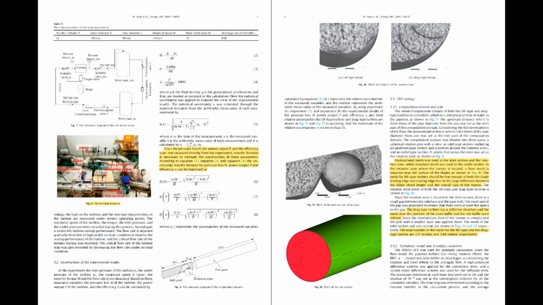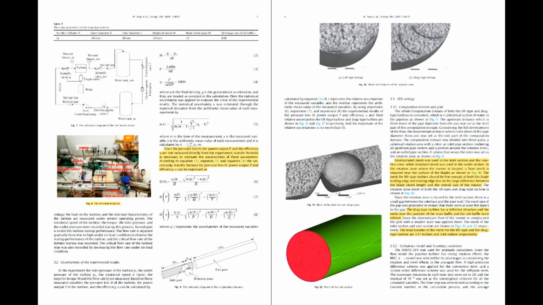Next, the problem was set up for computational fluid dynamics. Structural mesh was used in the outlet area, whereas unstructured mesh was used in the input section and the rotating zone. A finer mesh is needed close to the surface of the blades in the rotating zone, where the runner is situated, as depicted in figure 10. Due to the significant disparity between the length of the blade chord and the runner's total size, the mesh for lift type turbines needs to be small enough to resolve both the blade leading edge and trailing edge.